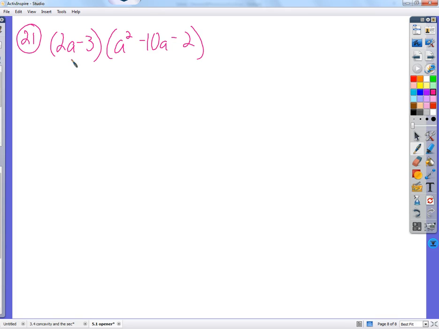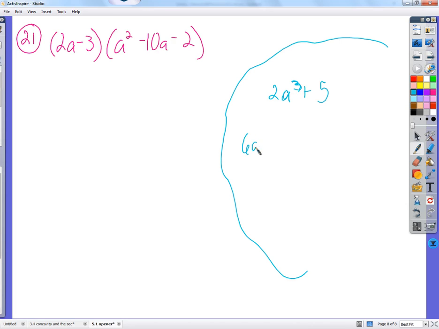Okay, if we had just, for instance, a to the third plus 5. We don't even have to have all the other powers present. This would be a what? Third degree, degree three. The biggest power right there is 4, so a 4th degree polynomial.